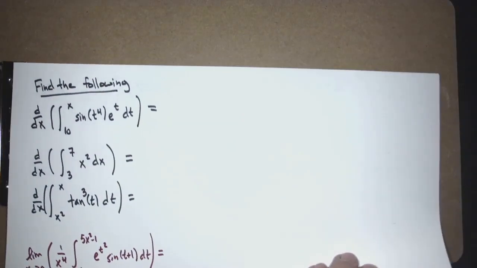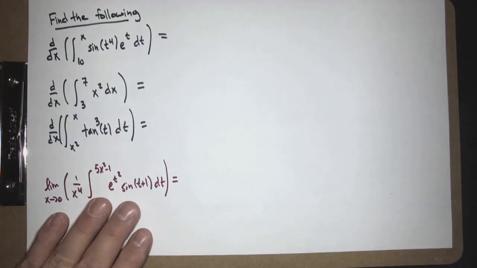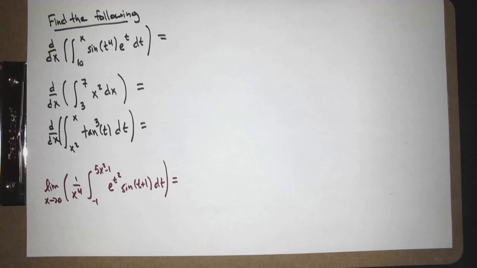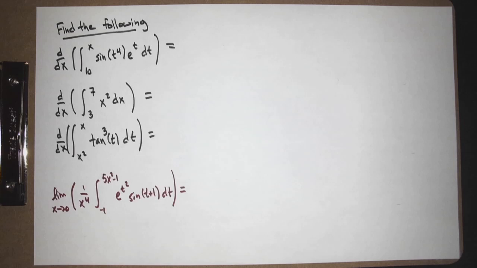Okay. Whoops, that page is trying to stick together. There we go. Let's find the following. We've got a whole bunch of expressions here, and let's see how many we can get through. Okay, number one, we want to find the derivative of the integral from 10 to x of sine of t to the fourth times e to the t dt. What do we get?